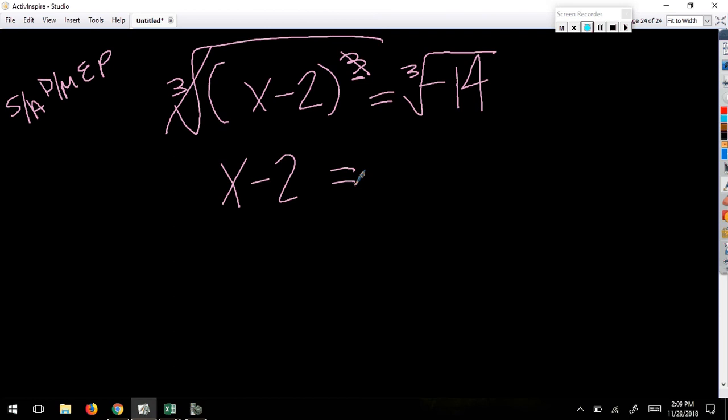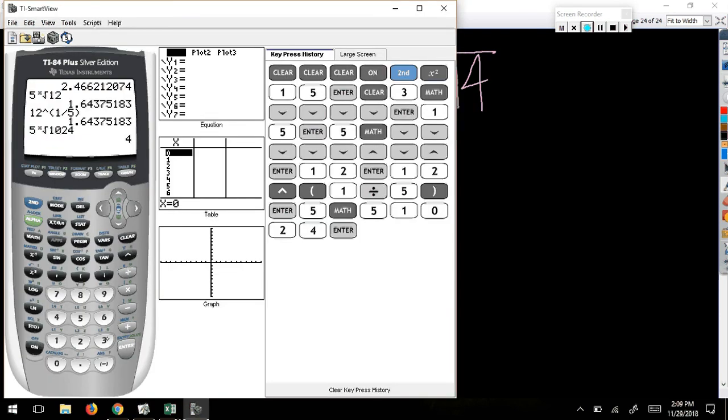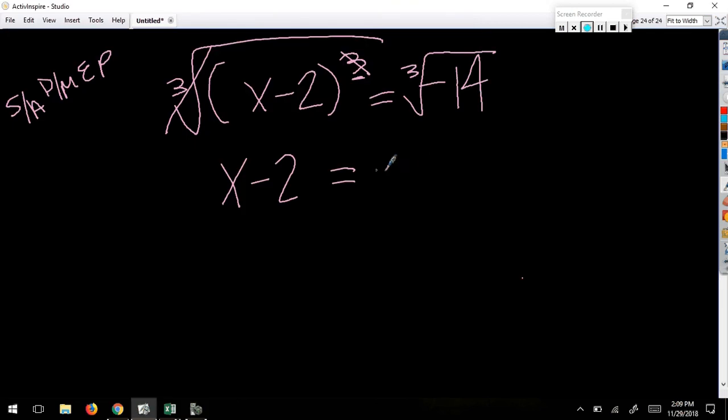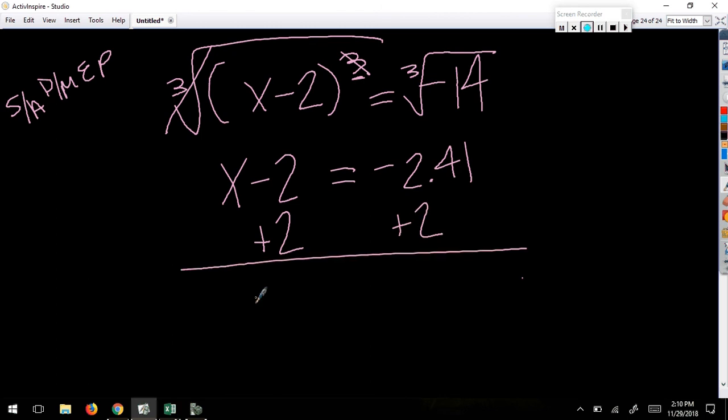Do you? Third root. Negative 2.41. Just round it off to 2 decimal places. Did everybody get negative 2.41 for this? I'm going to make sure you can all, with whatever calculator you have, find various roots. Maybe you did negative 14 to the 1/3. All right. Is it solved for x? Why? Because you got an x. I got to add here, so it's negative 0.41.